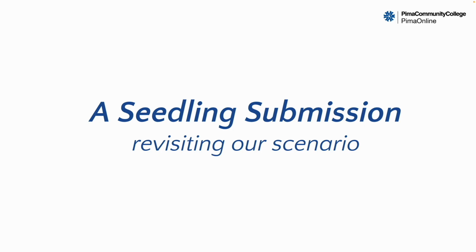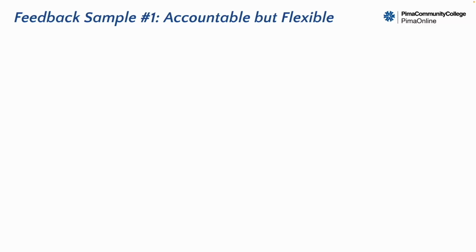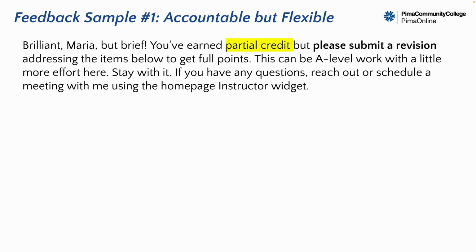Returning to our Seedling submission and our scenario overall, the broader question is what's going to help or what will hurt when it comes to our feedback. In this first example, I'm taking an approach that seems to me to be accountable, but also flexible. You be the judge. In this one, I've begun by saying, brilliant, Maria, but brief. You've earned partial credit, but please submit a revision addressing the items below to get full points. This can be A-level work with a little more effort here. Stay with it, and if you have any more questions, reach out or schedule a meeting with me using the homepage instructor widget.